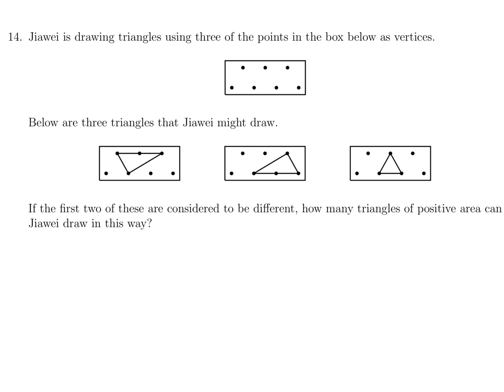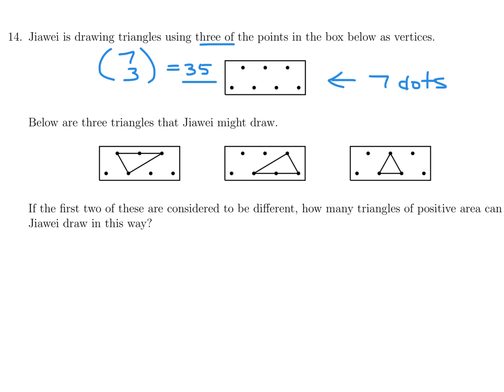GOA is drawing triangles using 3 of the points in the box below as vertices. Below are 3 triangles that GOA might draw. If the first 2 of these are considered to be different, how many triangles of positive area can GOA draw in that way? We have 7 dots here, and to choose 3, it would be 7 choose 3, right? So that's 35. So you say, okay, well, I can make 35 triangles.